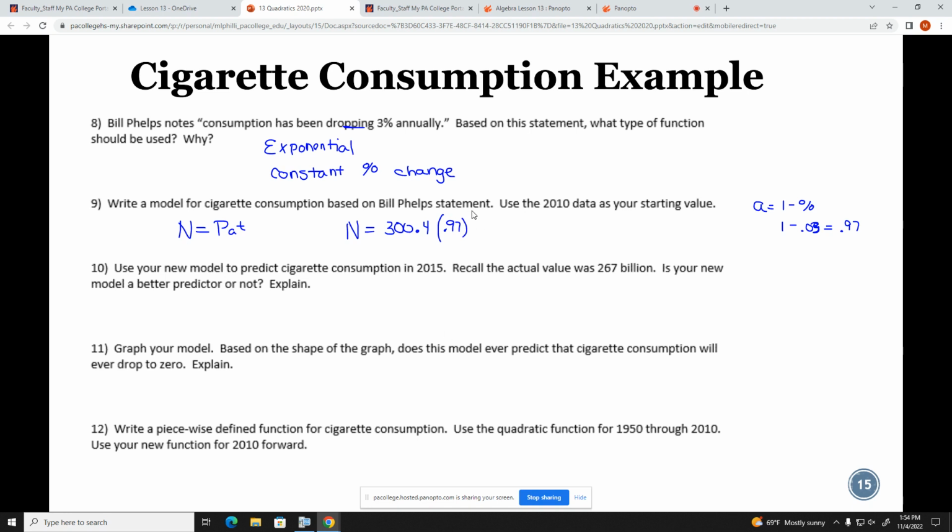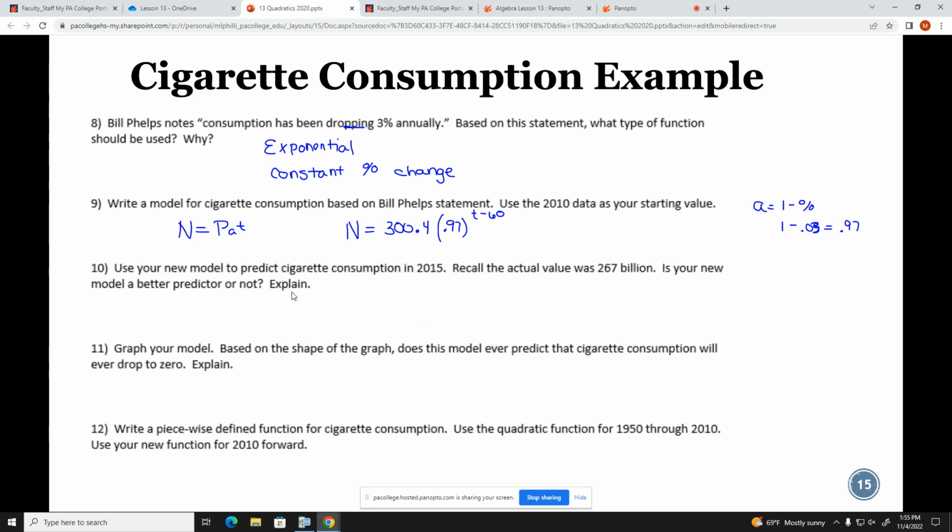My T is time. However, my time, my year 0, is actually year 60 in our data set. So we're not starting the exponential function back at 1950 because it does not model the trends with cigarette consumption from 1950. And so I'm going to put this as T minus 60 because I started my model 60 years in.